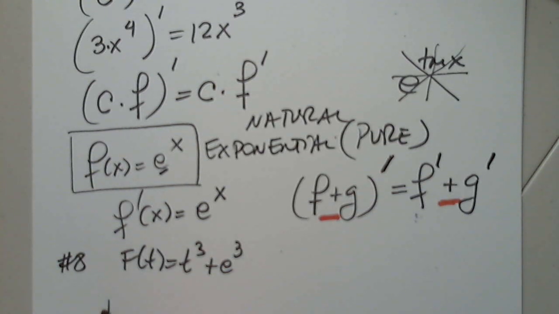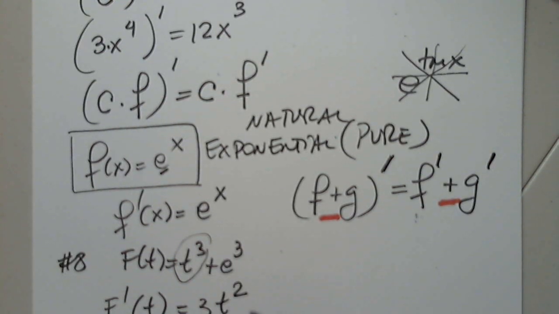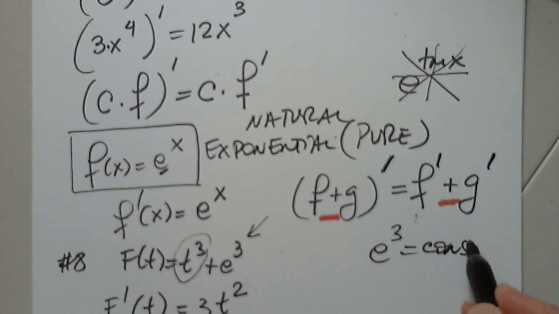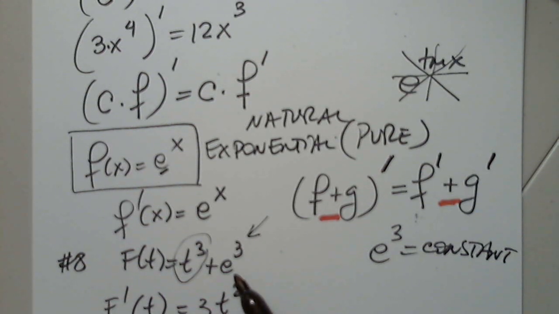Okay, so then when we differentiate f, we get f prime of t. This is the power rule. We bring down 3 and subtract 1 from the power. But this, e to the third, is a constant. What did we say about a constant prime?